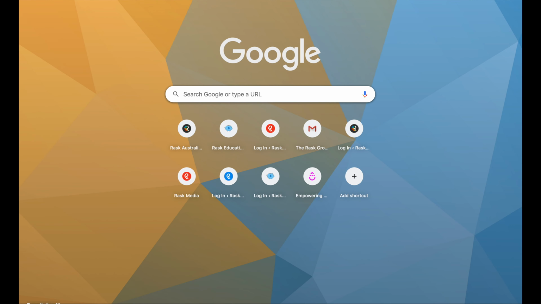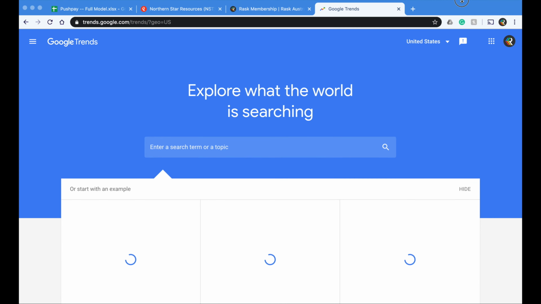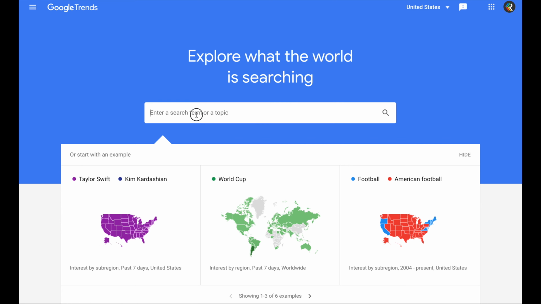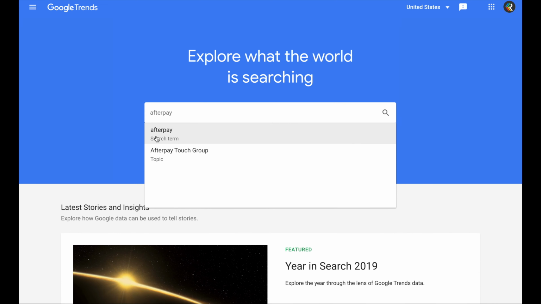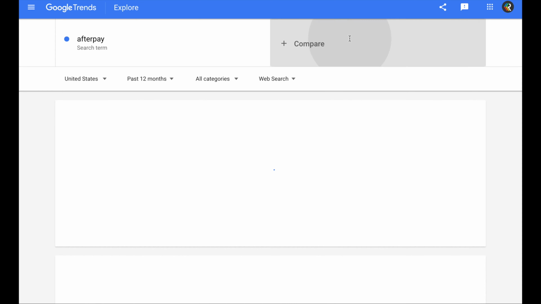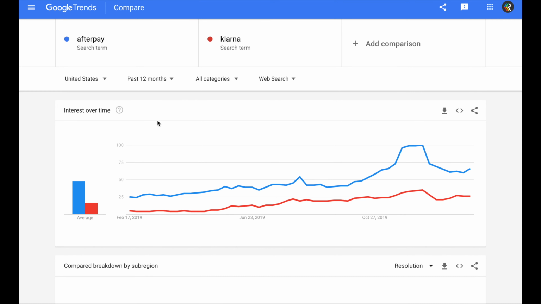You might even, and I'm just going to go to a new website here, go to trends.google.com. I'll bring this down for you. This is Google Trends. Here we might search for something like Afterpay, not the actual company, but the product Afterpay. And we might research Klarna, which is the rival in many different areas.